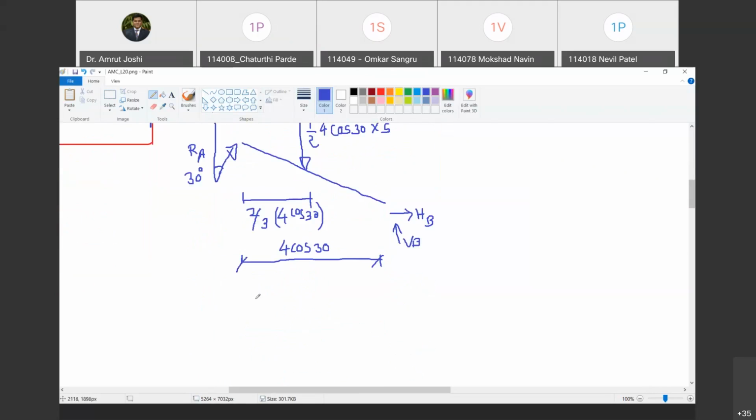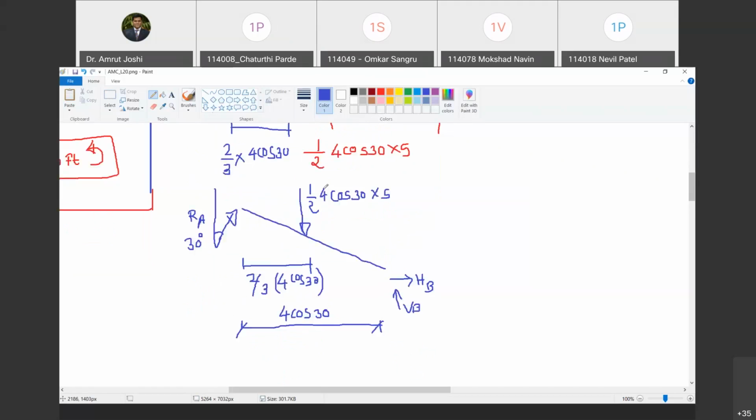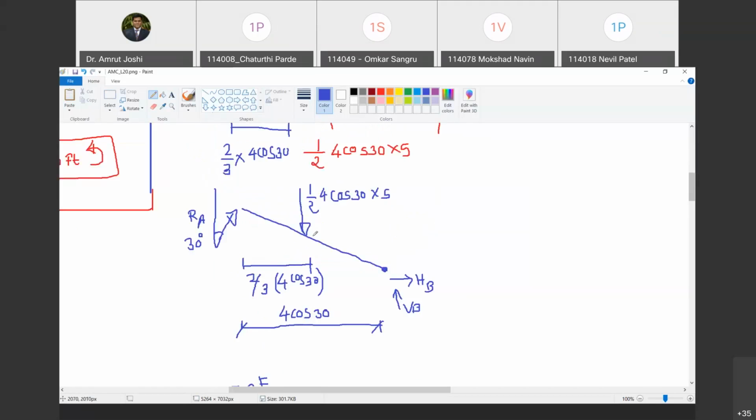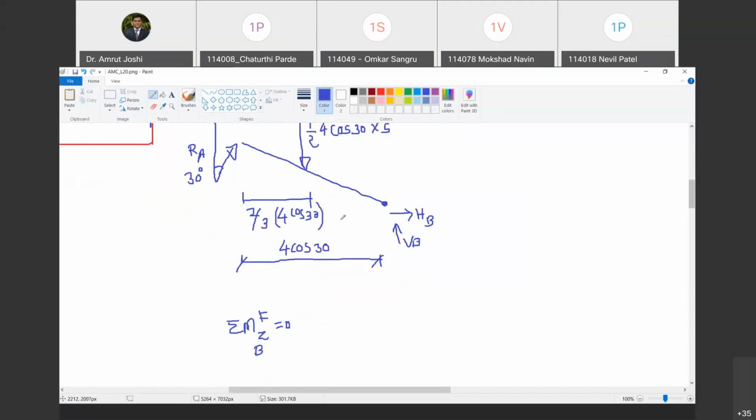So how will we proceed now? First thing that we are going to do is to get this RA. What I am going to do is take moment about B equal to 0. Are you with me? Yes. Summation of moments of all the forces about the Z axis passing through B equal to 0. Quickly tell me, what will be the moment of this force? It is a vertical force. Do you agree with me? Yes, sir. It causes anti-clockwise moment, so plus. Sir, clockwise, no? No, at B we are taking the moment. This causes anti-clockwise moment.